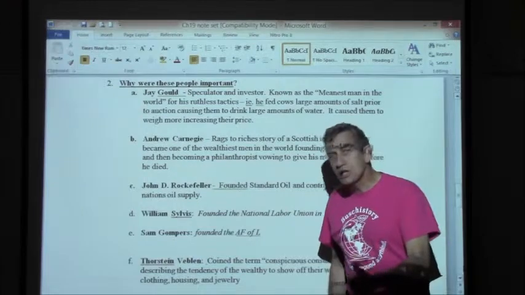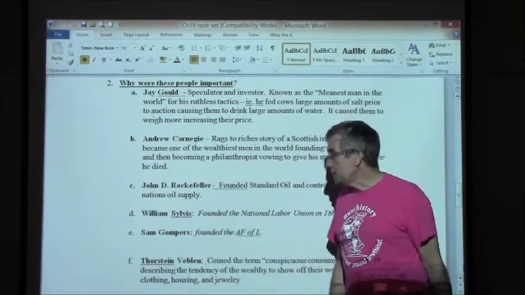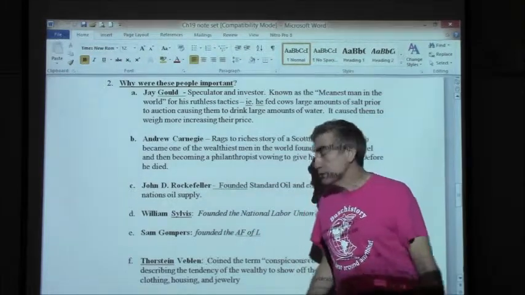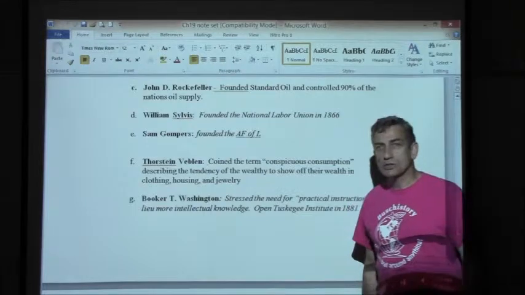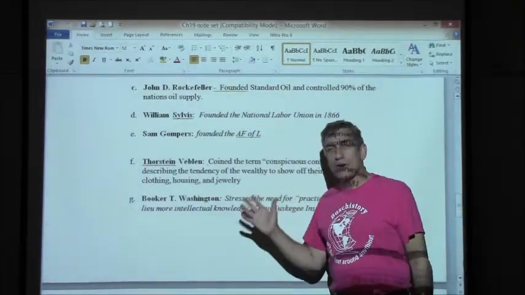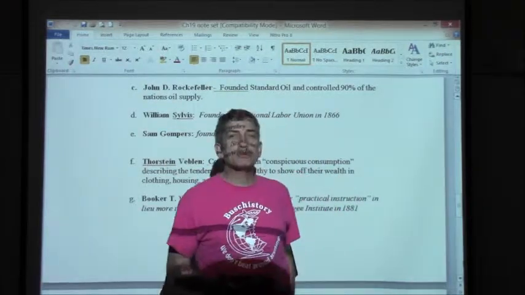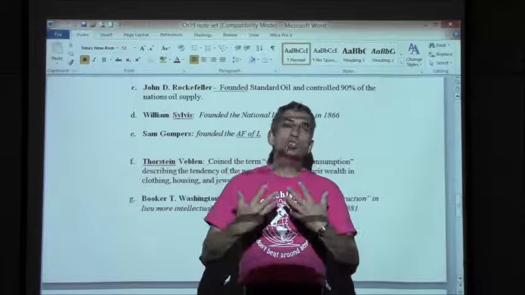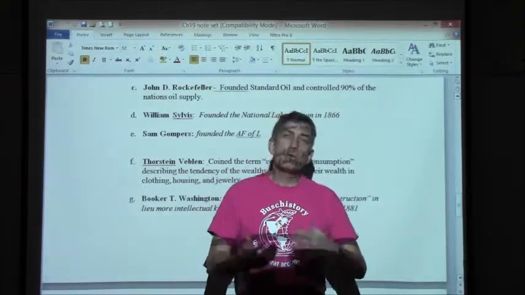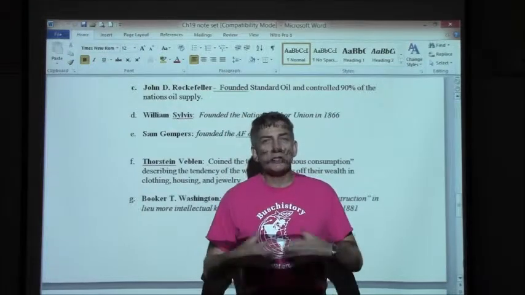Remember, only skilled workers. They did not want immigrants, did not want minorities, did not want women. Ugly, but efficient. Thorstein Veblen, one of my favorite characters, because he describes something that is very, very true. He coins an expression called conspicuous consumption, the idea that the wealthy wanted to show their wealth. So they would wear jewelry, they would have fancy cars, they would have fancy clothing.